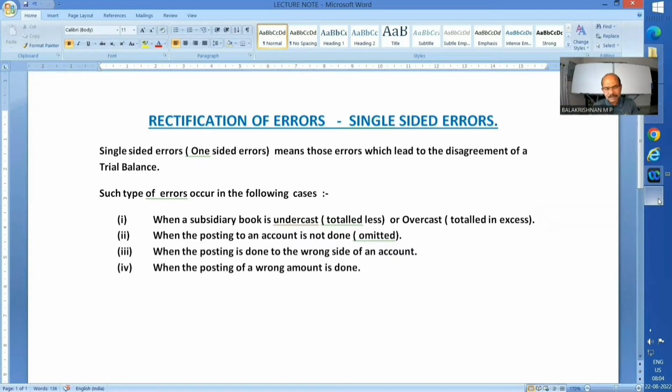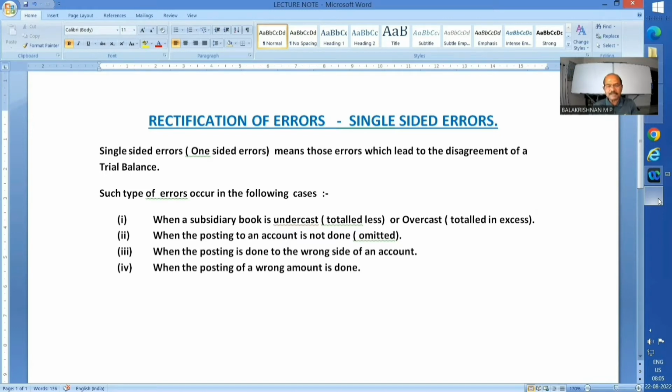Well, as far as the double-sided errors are concerned, it never caused any disagreement of trial balance. Trial balance would certainly tally, but there were severe mistakes in spite of such agreeing trial balance. Whereas in this one, disagreement of trial balance will be there. Arithmetically, the trial balance will not match. Such type of errors occur in the following cases.